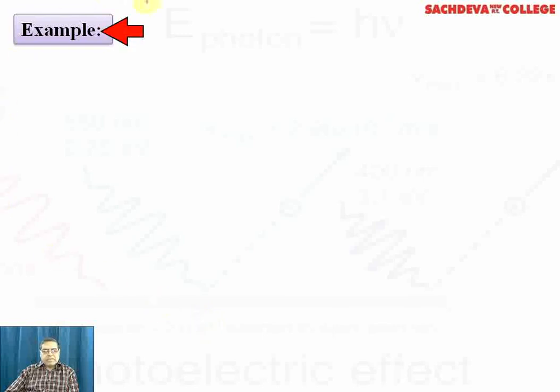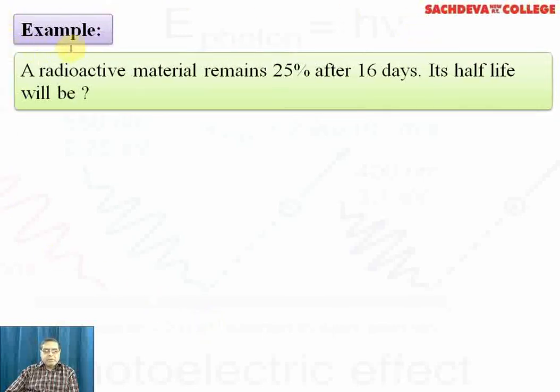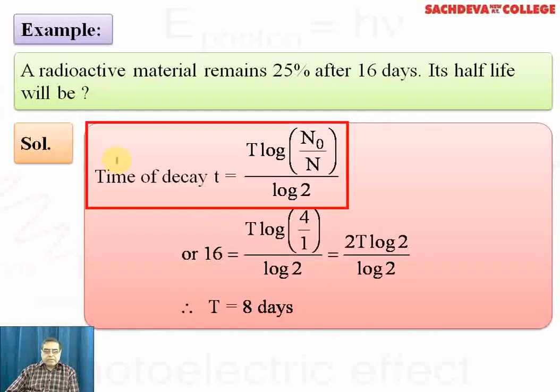In the next example, a radioactive material remains 25% after 16 days. That is, after 16 days, it becomes 1 over 4. 25% means 25 over 100. Its half-life will be how much? The time of decay, that is t, is again calculated from the general equation.